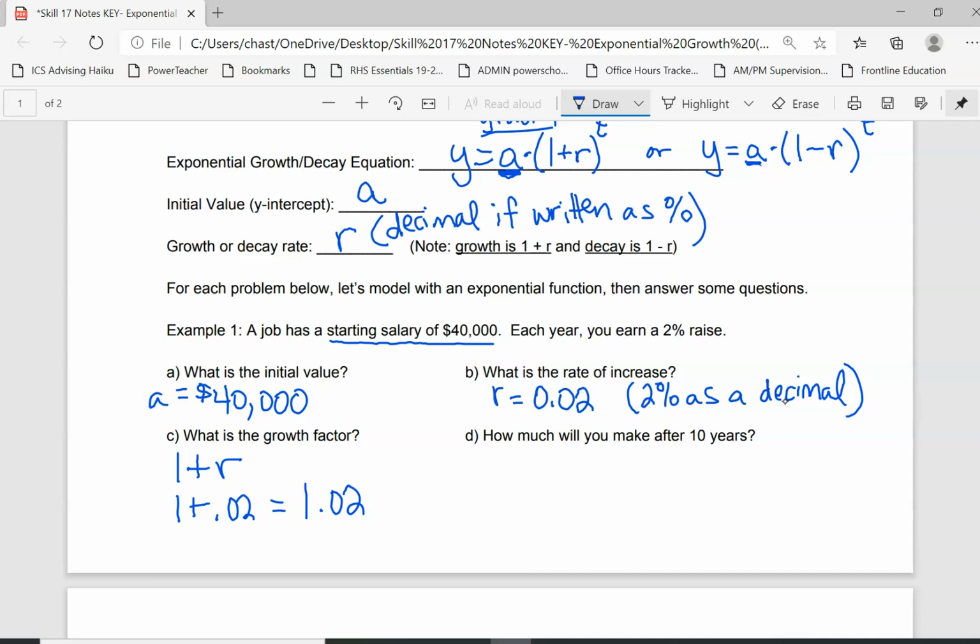So if I wanted to answer the question of how much you would make after 10 years, I forgot to define t up above. T is going to be time. Should have made that note in the function. But if I wanted to model this with an equation, I would say y equals our a value of 40,000 times the quantity 1 plus r, so in this case 1.02, and we want to figure for 10 years, so we're going to raise it to the 10th power.